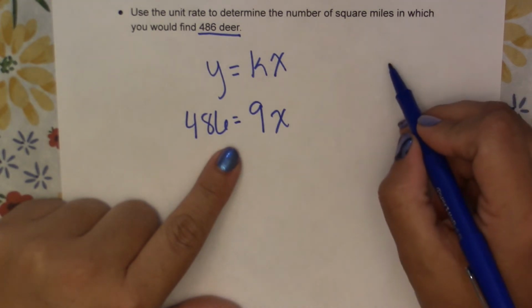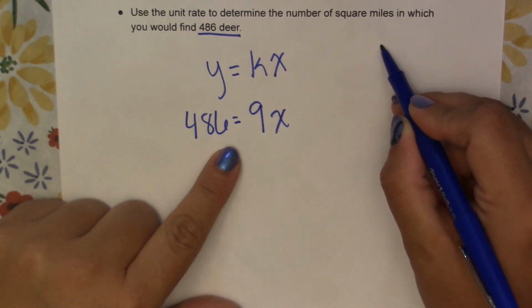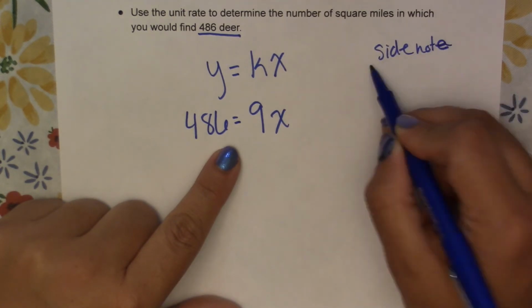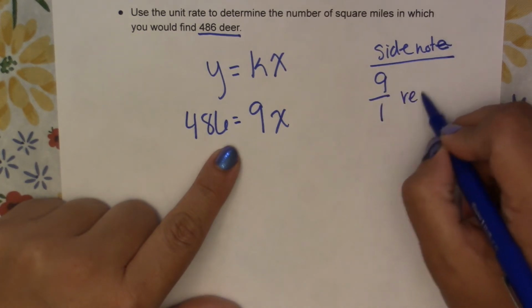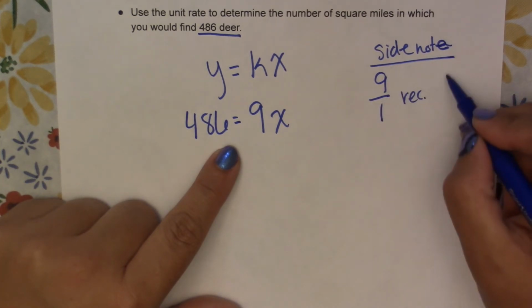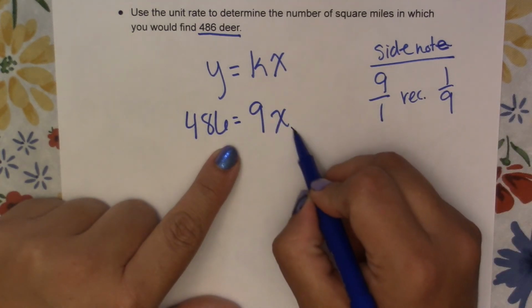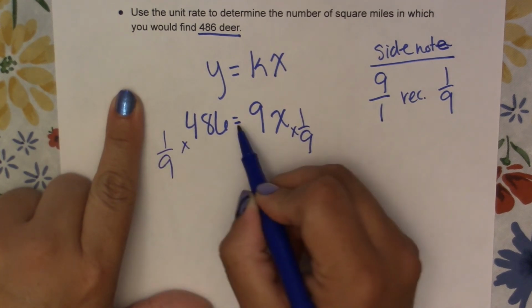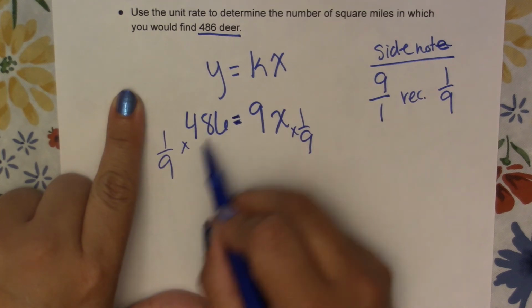A reciprocal is, if we have a number such as 9, so we're going to make a side note here. Side note. If we have 9 over 1, the reciprocal would be this flipped, so it would be 1 over 9. So we're going to multiply by the reciprocal, and what we do to one side, we have to do to the other so that it stays equal. Think like a balance beam. We've got to keep everything equal.